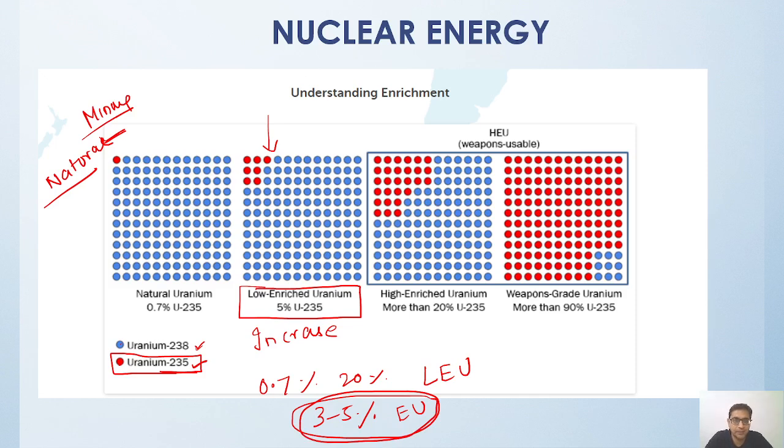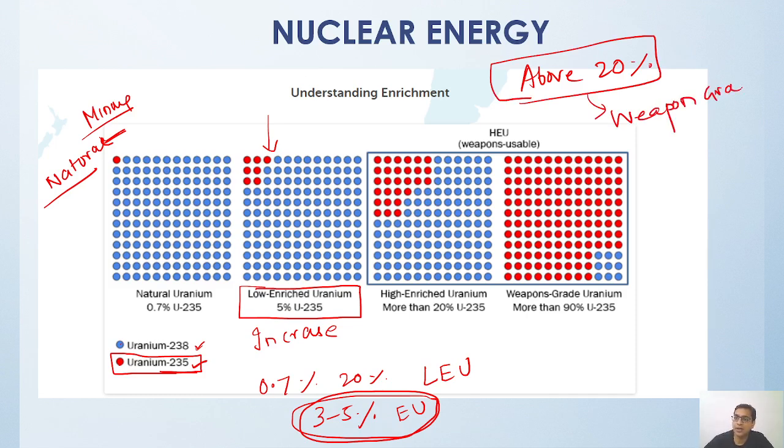If you are enriching the uranium to more than 20% U-235, that is called highly enriched uranium. All highly enriched uranium is weapon usable. That means above 20%, they are well above the standard for weapon grade uranium. All highly enriched uranium is weapon usable, but the lower the enrichment level, the greater the amount of material required to achieve a critical mass. This is just a technical word.